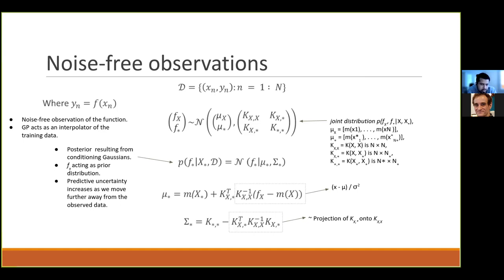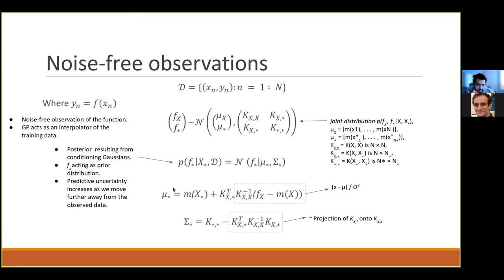And given this joint distribution, the posterior distribution that results from conditioning these Gaussians is shown in the third equation. And f_x here acts like a prior distribution, controlling the direction of the final posterior. The predictive uncertainty increases as we move further away from the observed data. What that basically means is, if the test data is further away from any of the inputs seen so far, then my prediction would be erroneous. So that's what it means here.